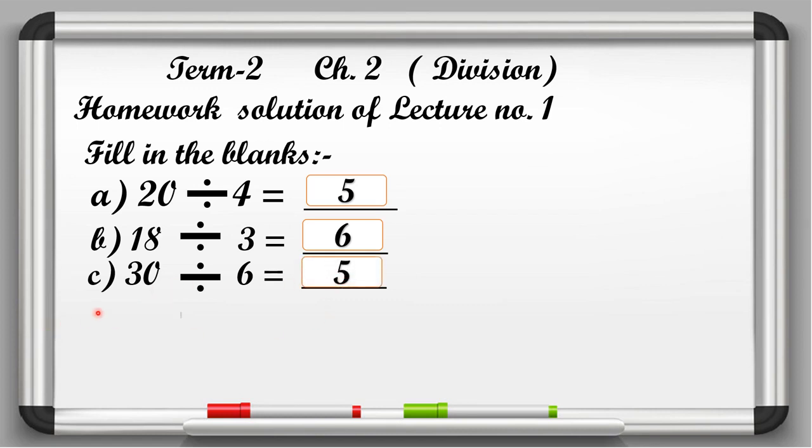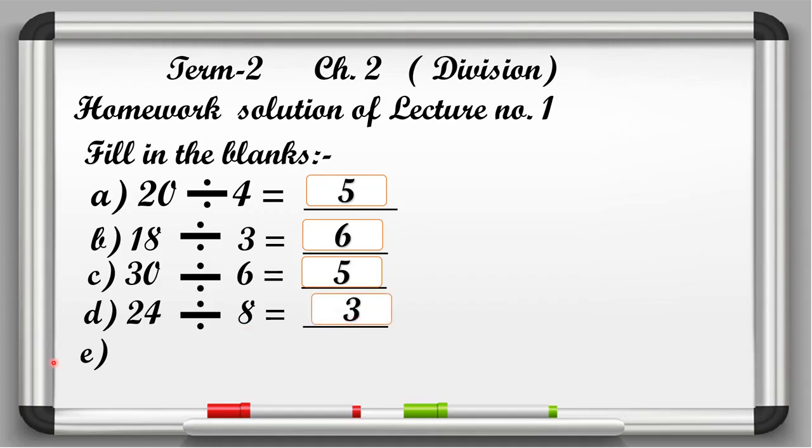Okay. Now in D part, it is given 24 divided by 8 is equal to dash. So here we have to speak the table of 8. 8 1s are 8, 8 2s are 16, 8 3s are 24. So here 3 is our answer.